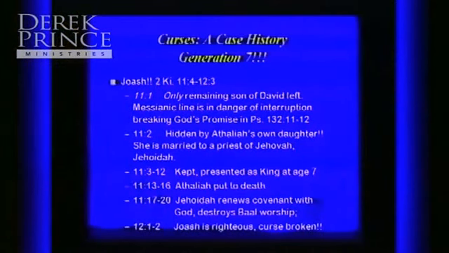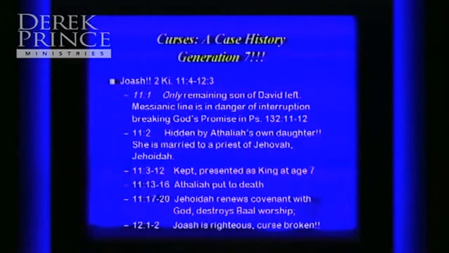And her own daughter hid a baby named Joash. Kind of gives you goosebumps. And the only remaining son of David left is this little boy, 1 year old, Joash. So the messianic line is in danger because, I mean, if this young man dies, he's the last son. He's the last one, last hope. Well, Athaliah's own daughter hides him. Now, she's married to a priest of Jehovah named Jehoiada. And they keep this young baby hidden for 6 years, at least 6 years.